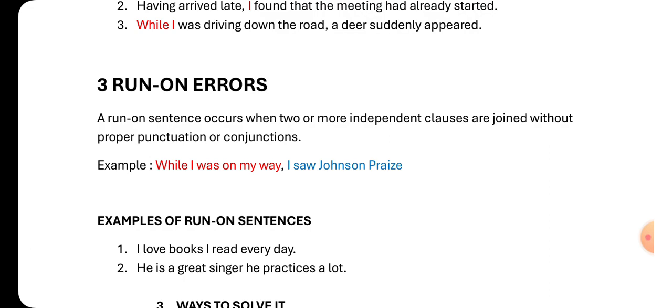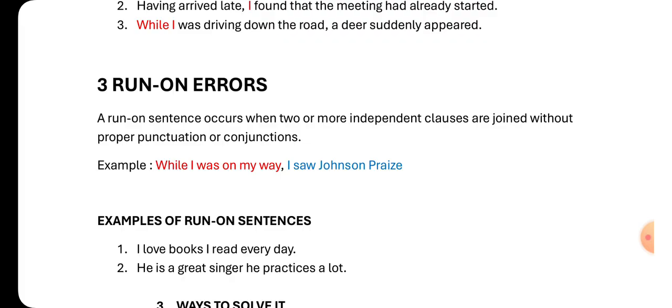So let me give you an example. If I say, while I was on my way, I saw Johnson Praise. While I was on my way, I saw Johnson Praise. There are two clauses that have been put together. While I was on my way is one clause or one phrase, and then the other one, I saw Johnson Praise, is also another clause. You look at these two carefully, you could see that one can stand on its own, but one cannot stand on its own.